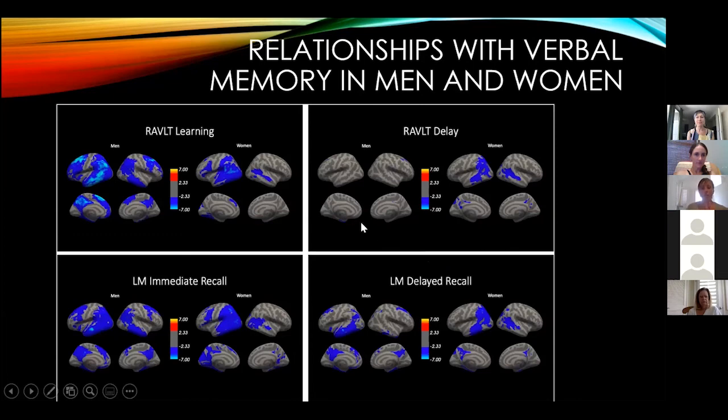So we find that these learning and memory tests, verbally based, are quite different in how they are related to tau in men and women. For the Rey Auditory Verbal Learning Test, the particular learning test that's used in ADNI, if you look at the delayed recall, there's a much more extensive relationship in women of tau PET to delayed recall. And similarly, in logical memory, which is a story memory test, we see a stronger relationship in women than men.